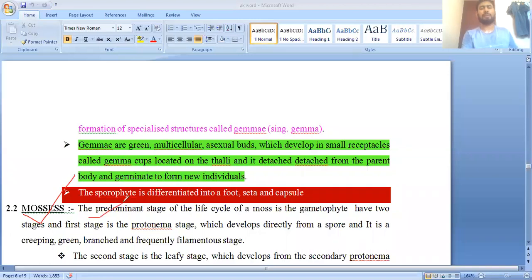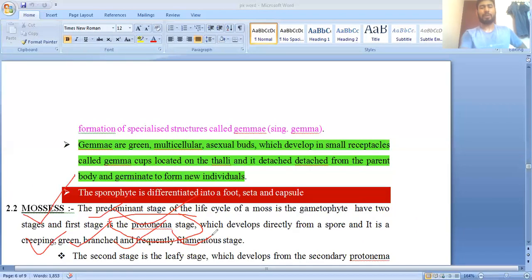So the second is the mosses, and mosses have two different stages. The first, predominant stage is known as the protonema stage. What are the characteristics of the protonema stage? This is the creeping, green, branched, and frequently filamentous stage. Clear? So mosses have two different stages: one is the protonema stage, another is the leafy stage.